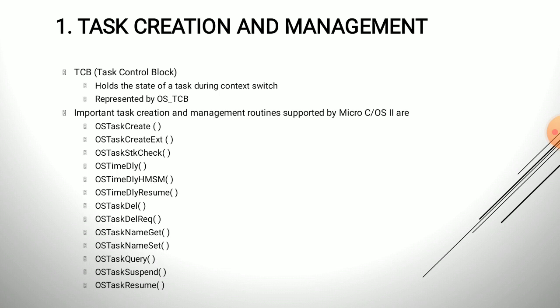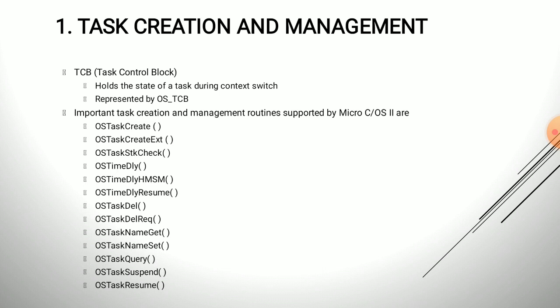Next one is OS task delete function, that is OS task DEL function. It deletes a specified task. The task is specified by its priority. In micro C OS2, the task priority is considered as the task ID. And this task ID or priority is specified as a parameter for this OS task delete function. This function deletes a specified task with the specified priority or ID.